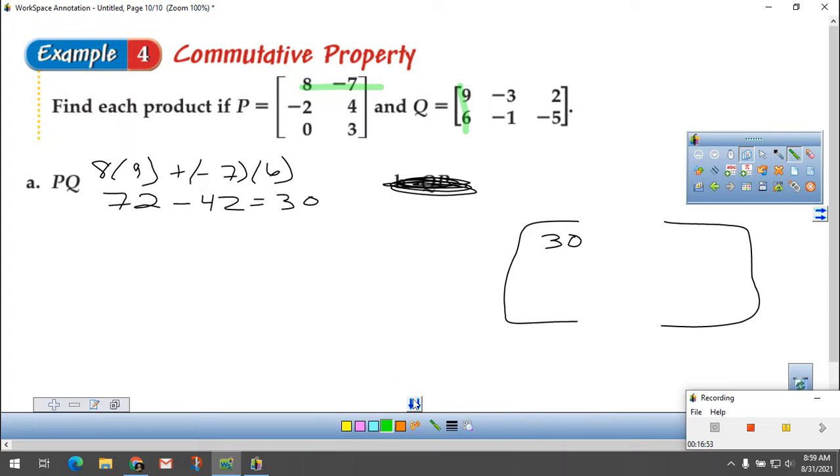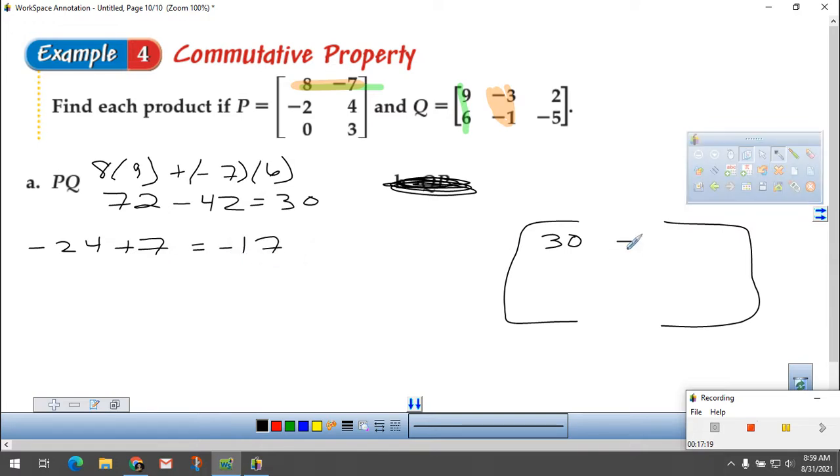And so now I can move, still in the first row, but now in the second column. So that's going to give me 8 times negative 3, so that's negative 24, plus negative 7 times negative 1, that's 7. So negative 24 plus 7 is negative 17. And so now I can move to, still with the first row, but now the last column. And so that's going to be 8 times 2, which is 16, plus negative 7 times negative 5, so that's 35. And then 16 plus 35 is 51.